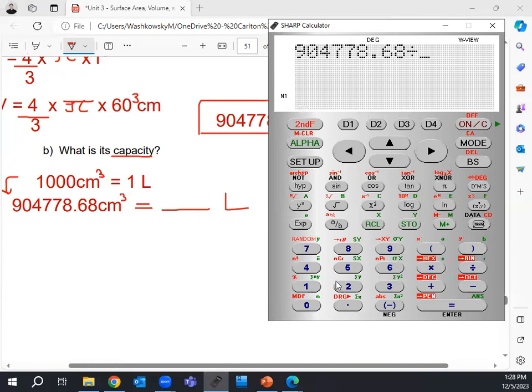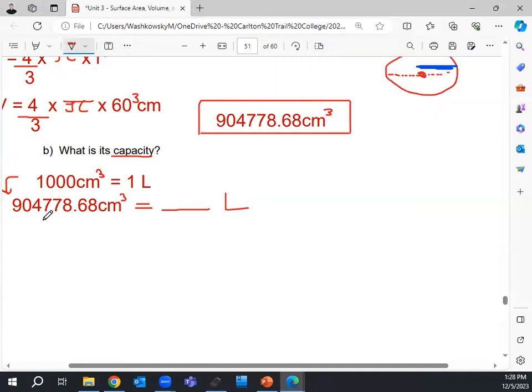904,778.68 divided by 1,000. I'm going to see it's 904. I'm just going to round it to 904.78 liters. So if I divide this by 1,000, it's going to be 904.78 liters.